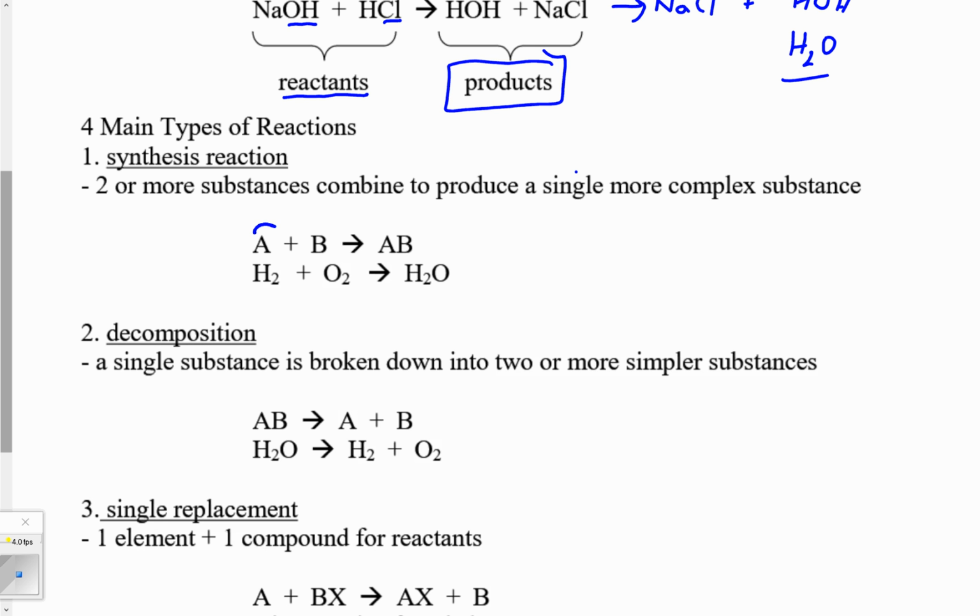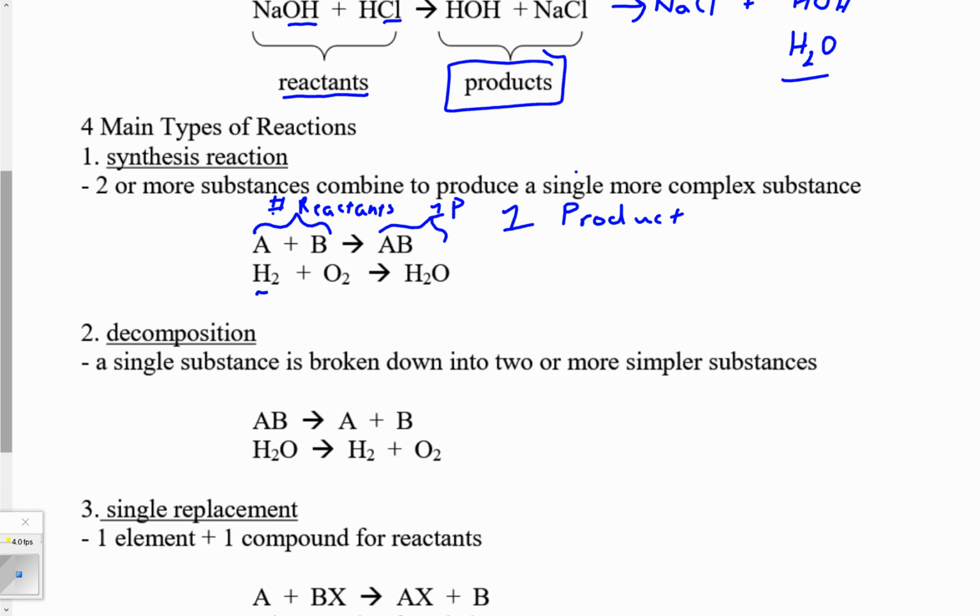What makes this what it is, I've got multiple reactants. I've got a number of reactants over here. But take a look at the other side. What makes a synthesis is on the other side, I only have one single product. One product. I've got one product on the other side of this.